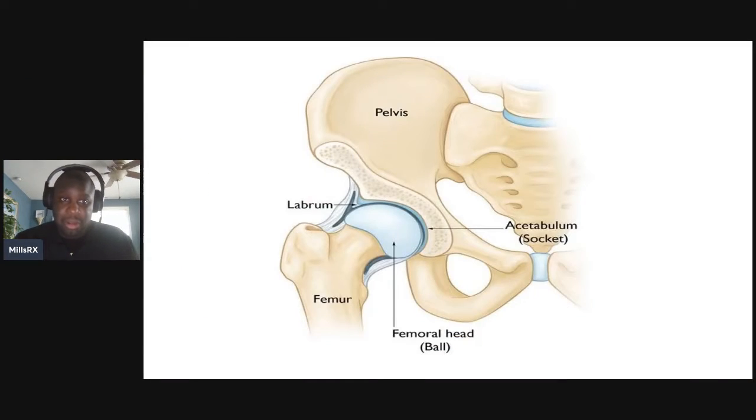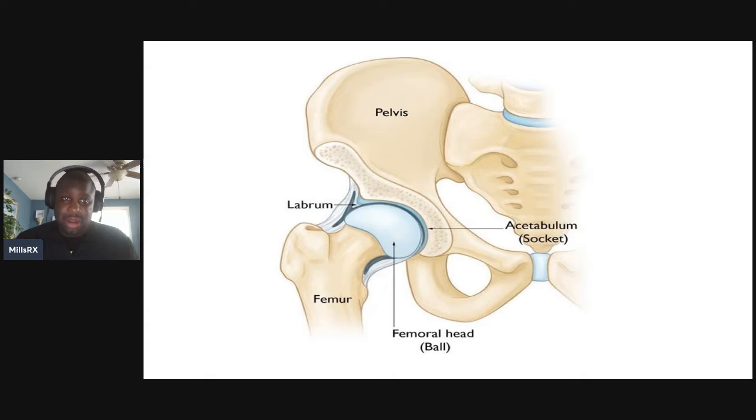And I'd like to show you exactly what it looks like. So this is your hip. It's known as a ball and socket joint, as you see right here. This is your femur, your leg bone. Here's your labrum that serves as sort of a shock absorber, and it cushions the femoral head, which is the ball. The socket is known as the acetabulum, and that's the socket where the femoral head sits in. This forms your hip joint right here.